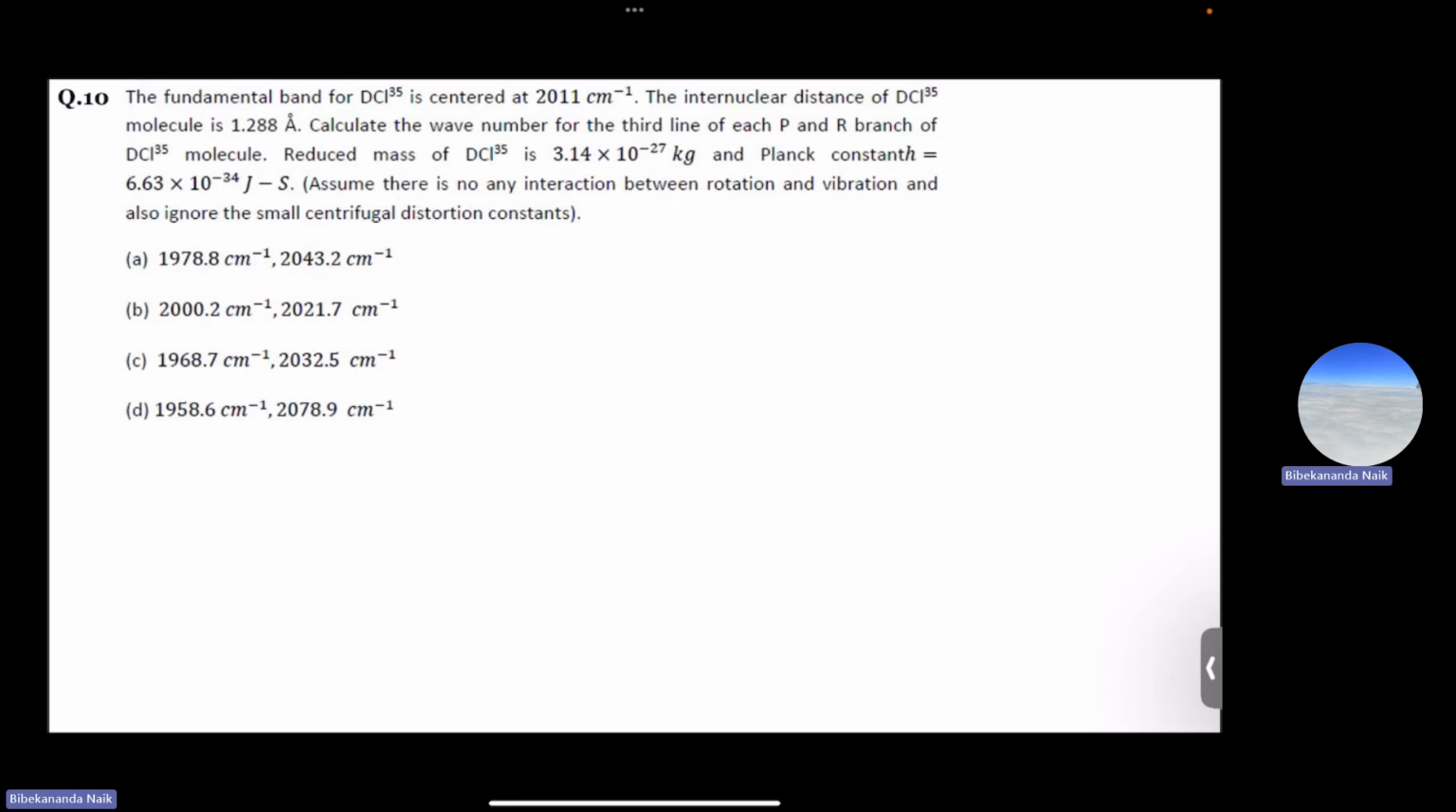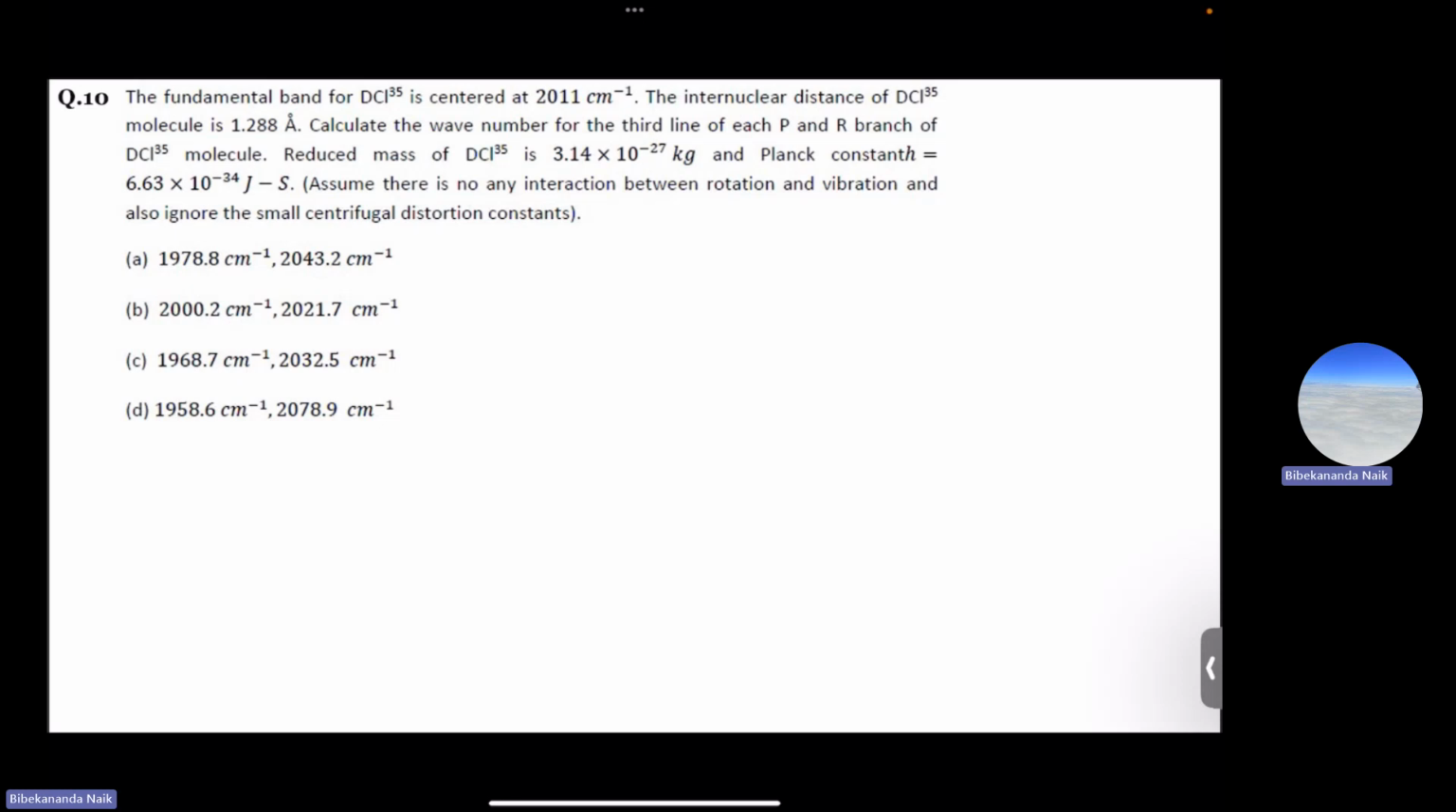This question is related to rotational-vibrational spectra. In the case of rotational-vibrational spectra, there are three bands. The central band is called the Q branch, on the left side there is the P branch, and on the right side there is the R branch. The spacing in each branch is 2B, and the separation between the P branch and R branch is 4B.